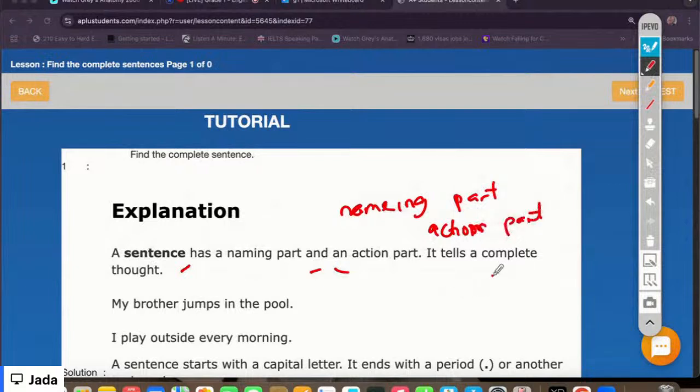It tells a complete thought. So a sentence tells you a complete thought which has the naming and action. So whenever a sentence has a naming part and it also has an action part, then that sentence is complete and it tells a complete thought. Okay?